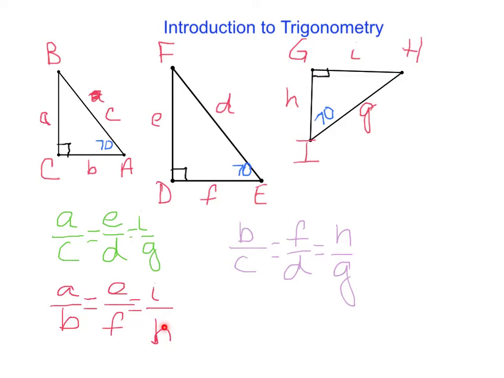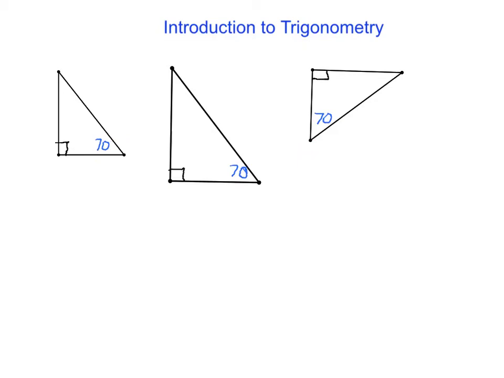So to recap, we have opposite over hypotenuse, adjacent over hypotenuse, and opposite over adjacent. These 20, 70, 90 triangles are all similar. So they're kind of a special right triangle in and of themselves, like we talked about before. They're just not as nice as they could be.